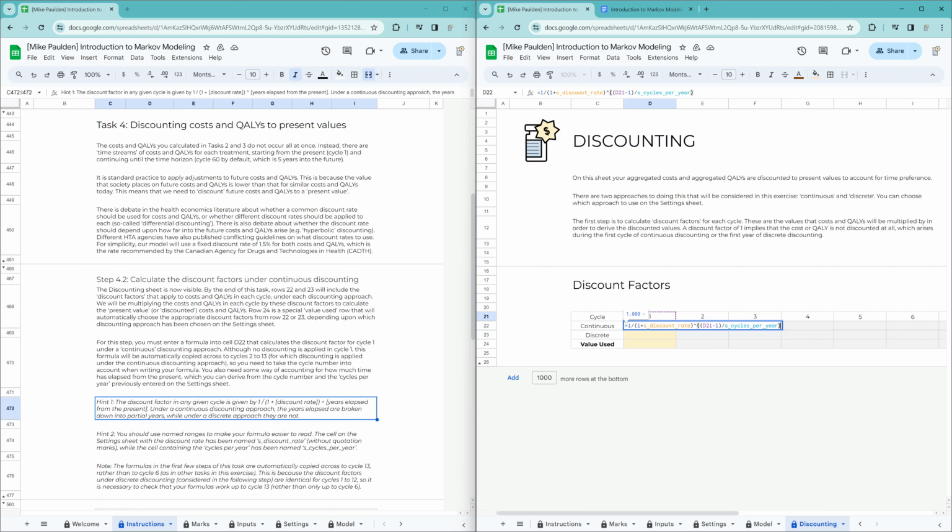So what this is going to do is it's going to look at the cycle number. It's going to subtract 1, and that will give us the number of cycles from the present. So when it's cycle 1, well, that's going to be 0 cycles from the present. When we're in cycle 2, that is 1 cycle from the present, and so on. And then we're going to divide this by the number of cycles per year to give us the number of years from the present. And we're going to raise 1 plus the discount rate to the power of the number of years from the present.